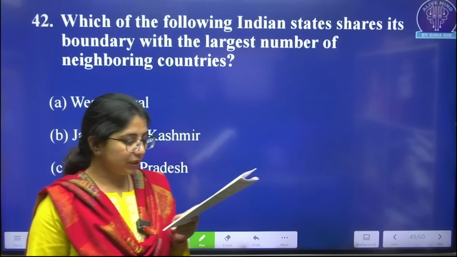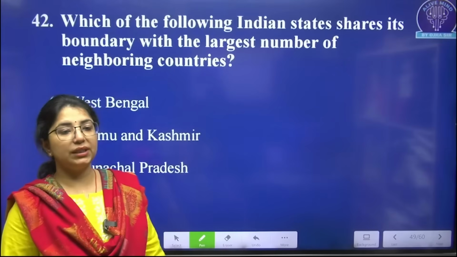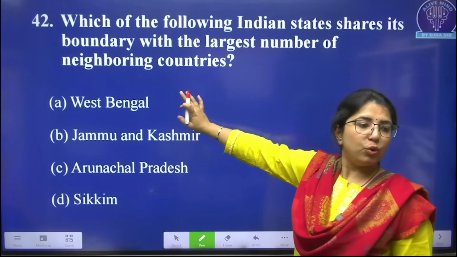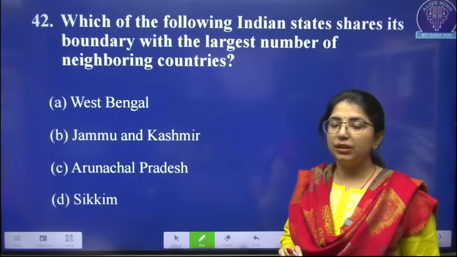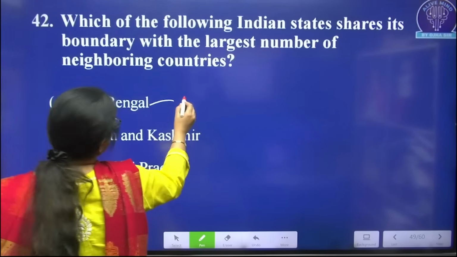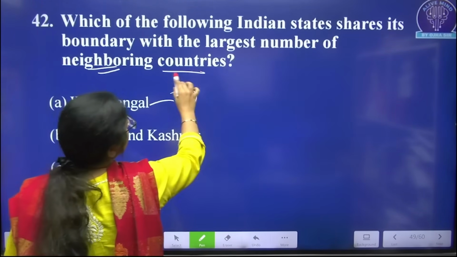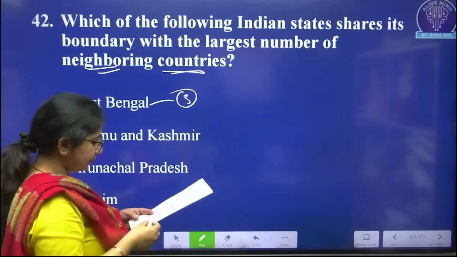Then the next question is, which of the following Indian states shares a boundary with the largest number of neighboring states? See, keep one thing in mind. If such type of questions is asked, don't get confused. Look into all the options here. See, why I am telling you, they have asked mainly about international borders, neighboring countries. You don't have to look into states. You have to look into international countries.